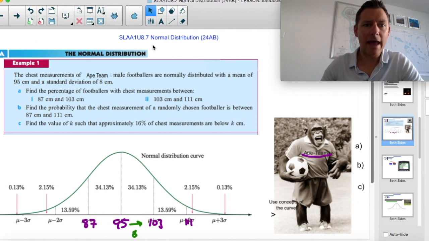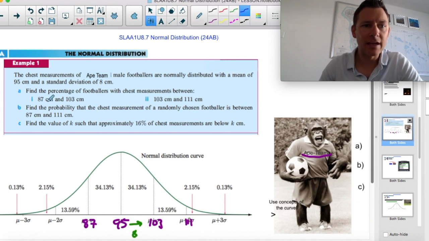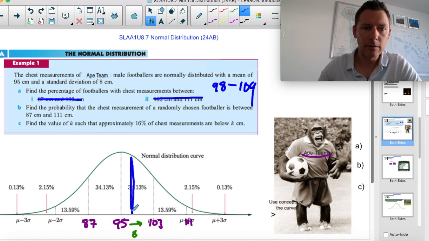But what happens if they asked about the same thing but they said not between 103 and 105, but between 98 and 109, right? Here's 108 and 109. There's data taken for that.